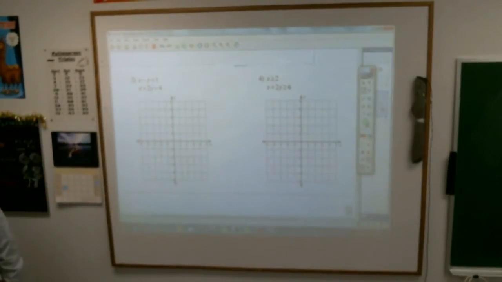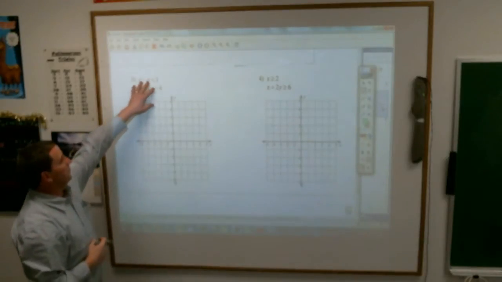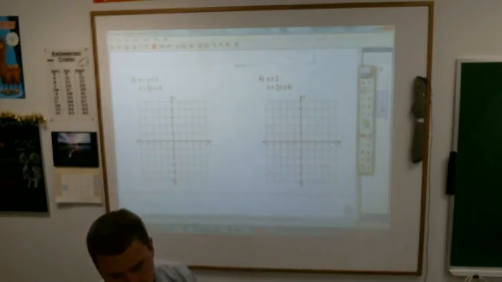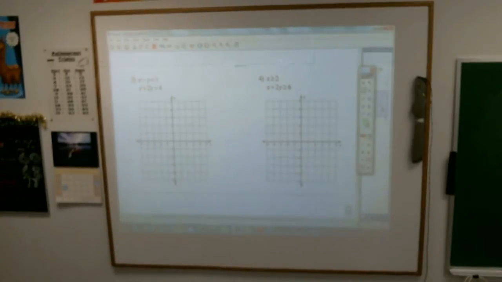Go ahead, do number 3. If you're struggling, let me know. They're both going to be dashed lines, and there'll be some shading. You don't want to probably shade real heavily, both of them. Shade one way, shade one the other way.